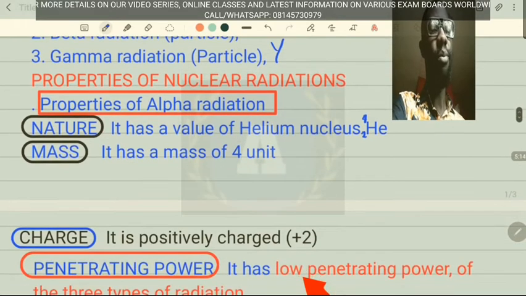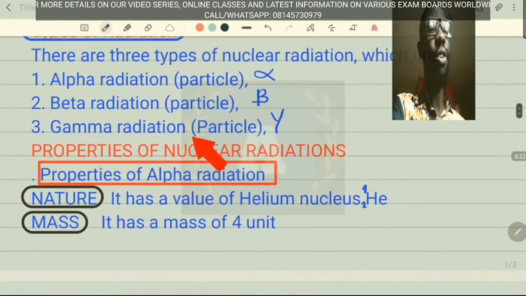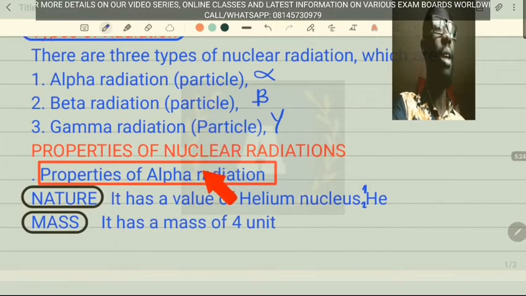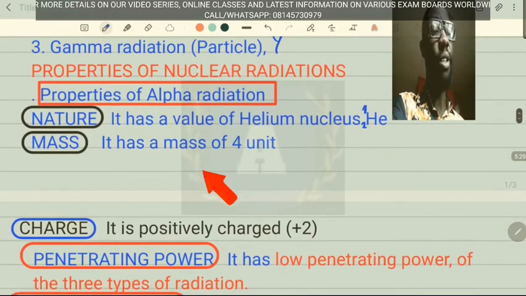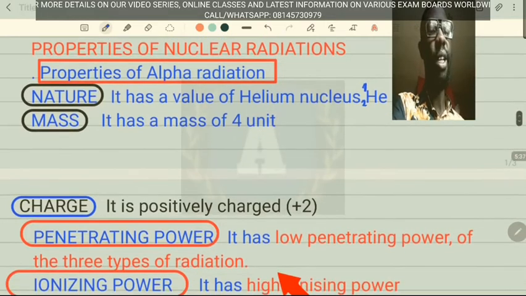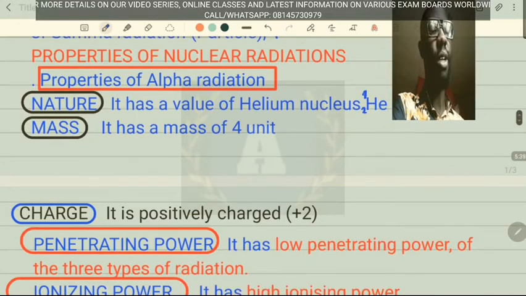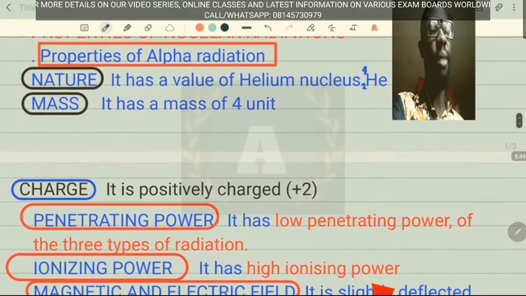Then the penetrating power. It has a low penetrating power of the 3 types of radiation, which means that the alpha particle has the lowest penetrating power of the 3 types of radiation. Then ionizing power: it causes ionization in gases, so it has the highest ionizing power. Now, what happens to it in electric and magnetic fields?